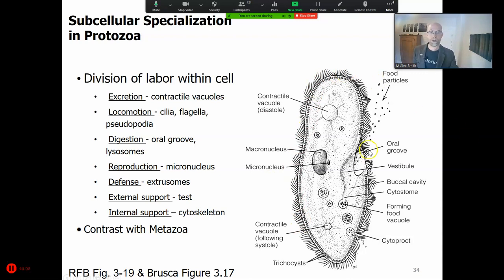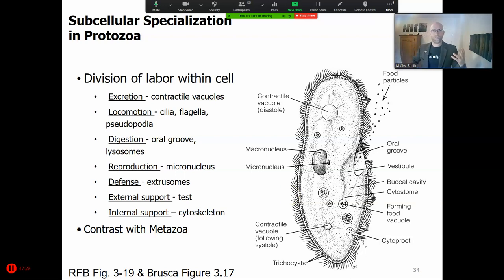You can have some parts of the cell, like this oral groove over here, this is a paramecium example, that are adaptations towards specialized areas for digestion that are different from where excretion is going to happen. So you have specialization and separation of different tasks. You have extrusomes, which aren't in here, that we're going to see when we look at paramecium later on, that are involved in defense.